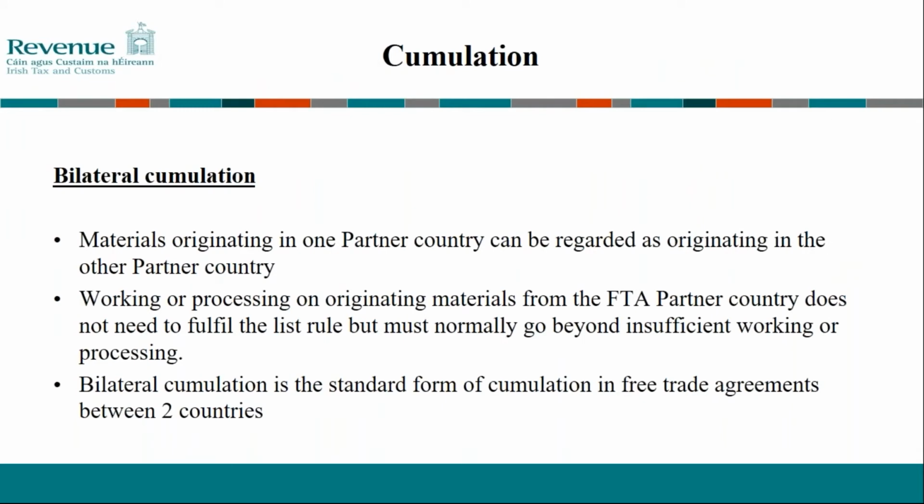So just in terms of accumulation, I mentioned there was bilateral and full accumulation. So the next two slides will just go through a bit more detail in relation to that. So bilateral is the accumulation as a standard form of accumulation where there's only two partners to the FTA, and this is the basis for the EU-UK Trade and Cooperation Agreement. So again, it's materials originating in one partner country can be regarded as originating in the other partner country, and it's the standard form of accumulation in the EU-UK Trade and Cooperation Agreement.